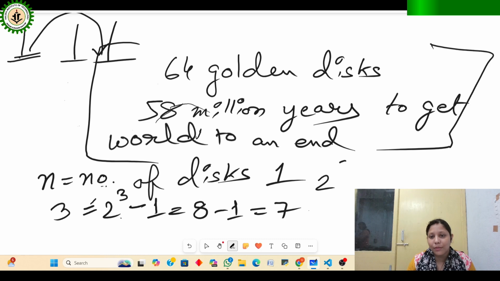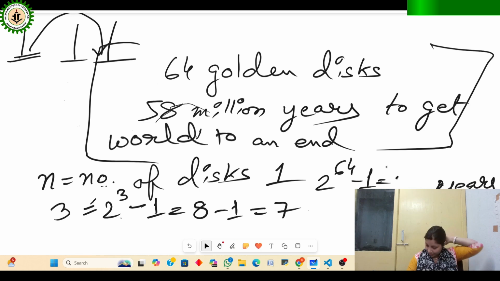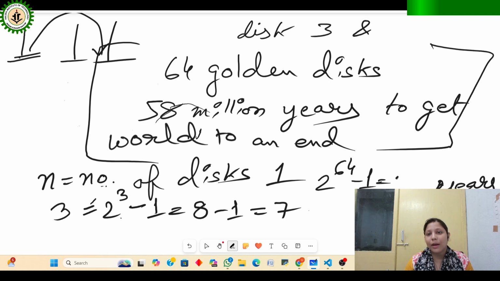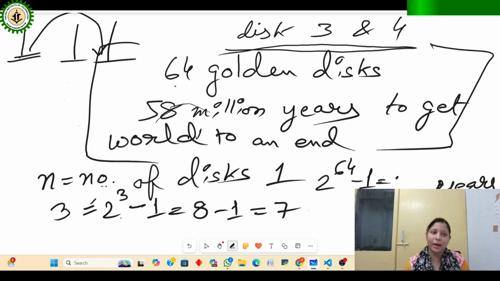Now, if it is 2 to the power 64 minus 1, then you can imagine whatever the figure will be in years. The world would end first. So don't worry, you will be safe. Now, in this lecture, we will discuss only these 3 and 4. In part 1 and part 2 both, whatever we discuss will be about this 3 and this.